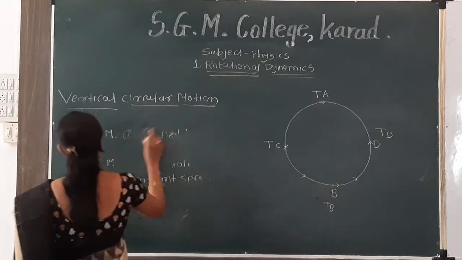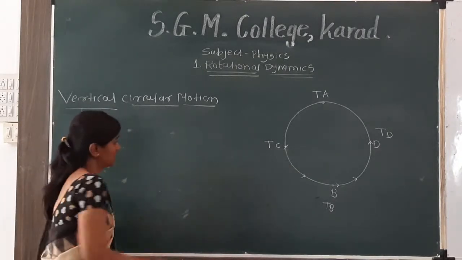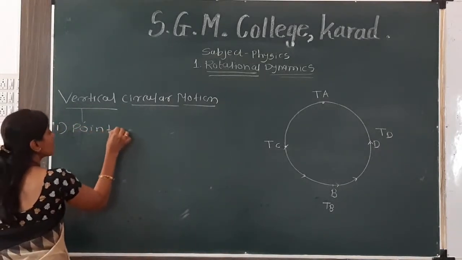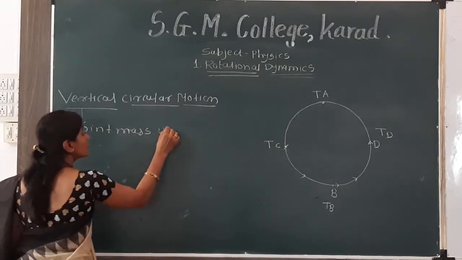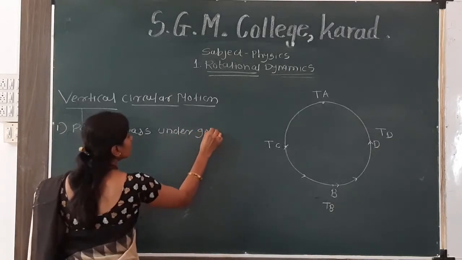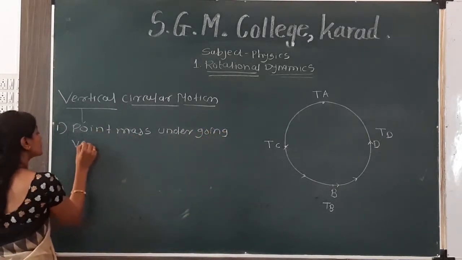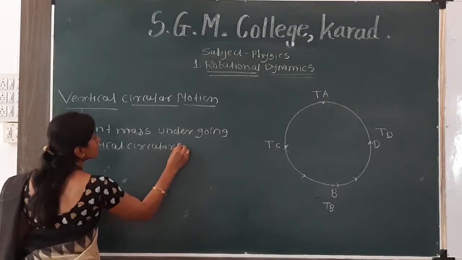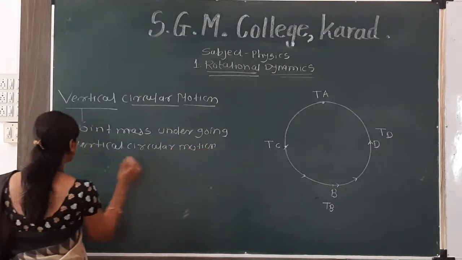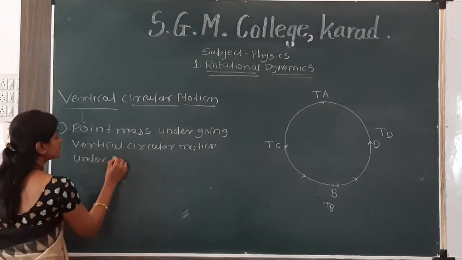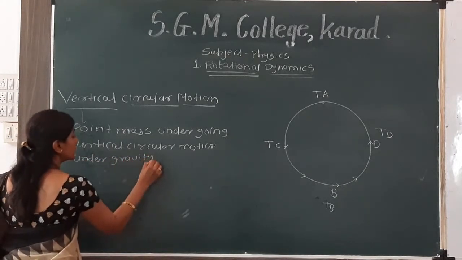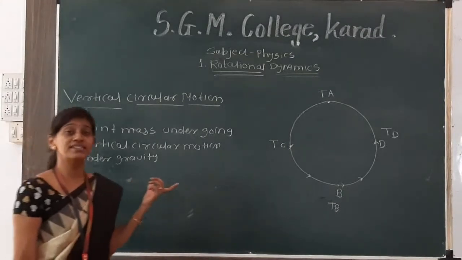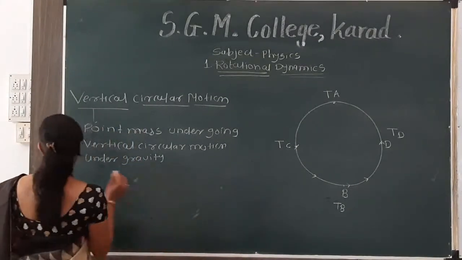In vertical circular motion, instead of a stone we are taking a point mass. So the first part is the point mass undergoing vertical circular motion under gravity. In that, two cases are there. In the first case we take the mass tied to a string, and the second is the mass tied to a rod. But here we are learning the first case.